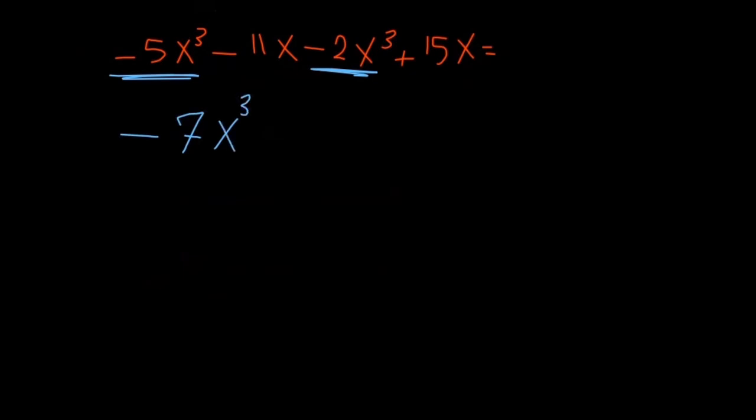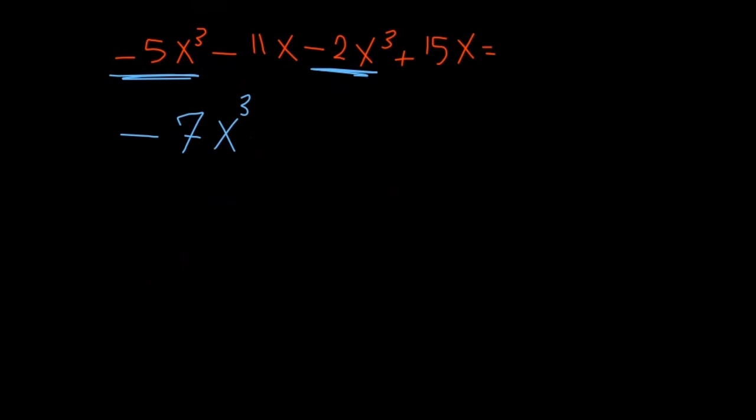cubed. Don't forget when you add the like terms, we keep the term as it is, I mean the variable. So it is x cubed, and we just add the numbers. Add or subtract depends on their signs. So it is negative 7x cubed.